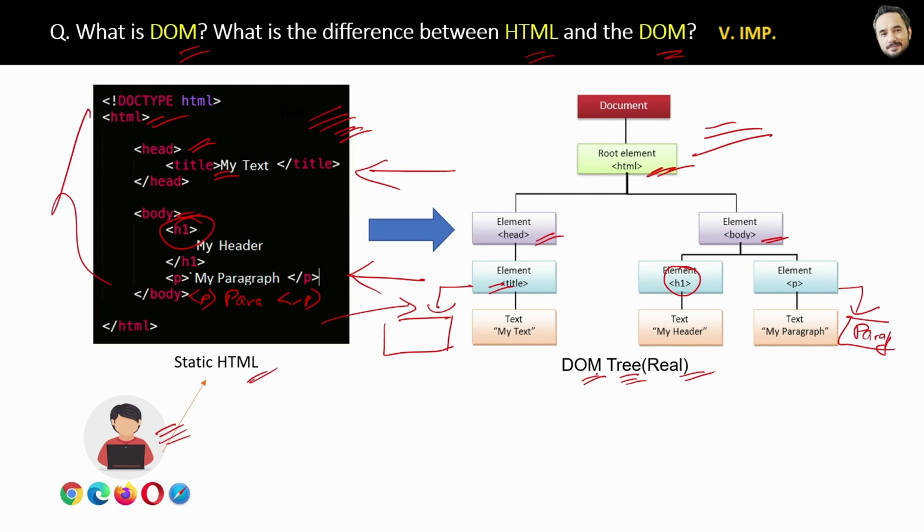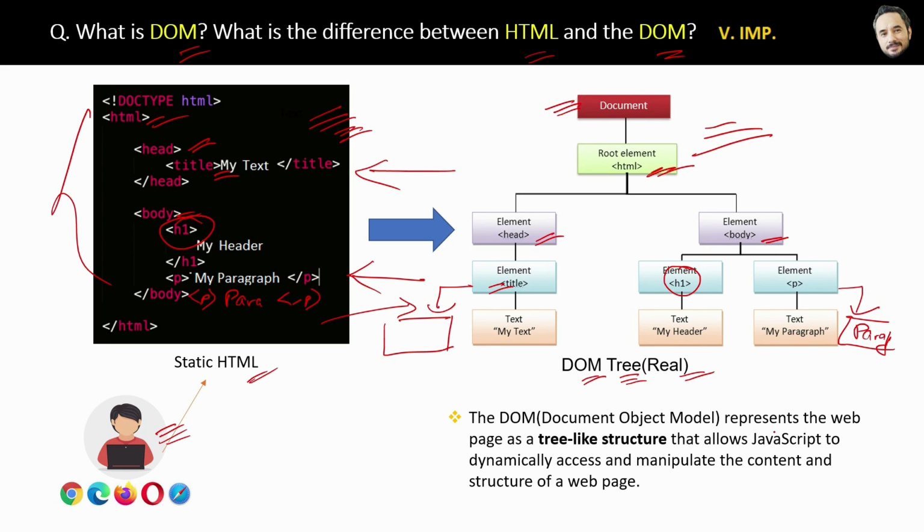You can also say that the DOM is like an interface to make your website dynamic with the help of JavaScript. The proper definition of the DOM, which stands for Document Object Model, is that it represents the web page as a tree-like structure that allows JavaScript to dynamically access and manipulate the content and structure of a web page. In short, HTML is just a markup language for reading and writing purposes for developers and users.